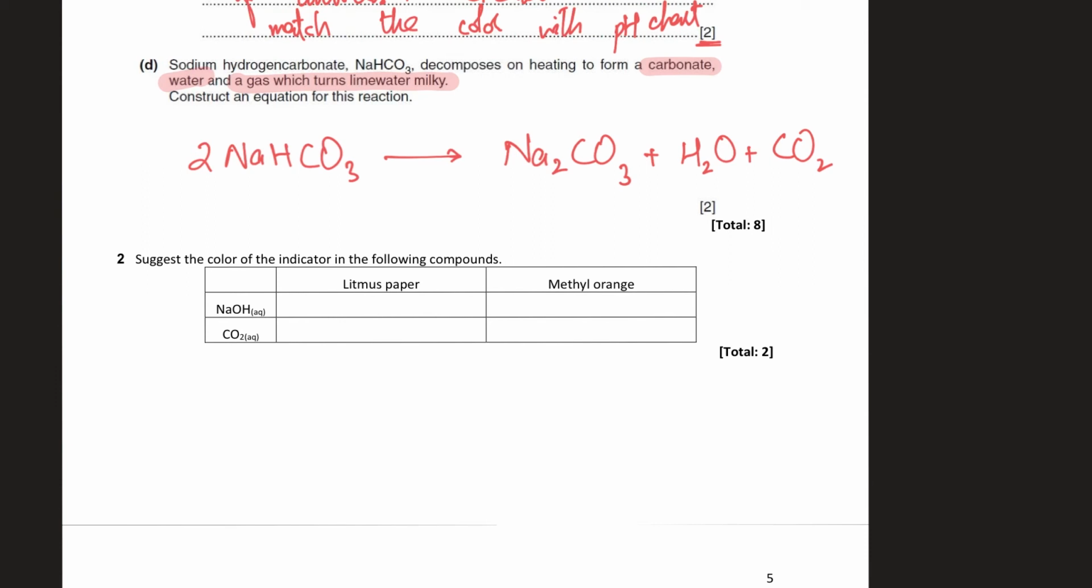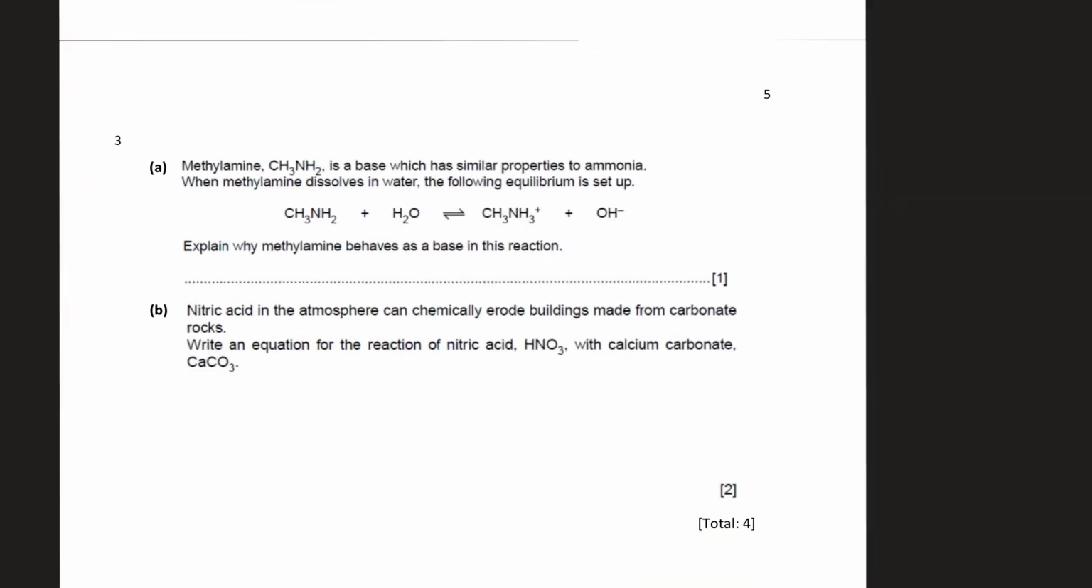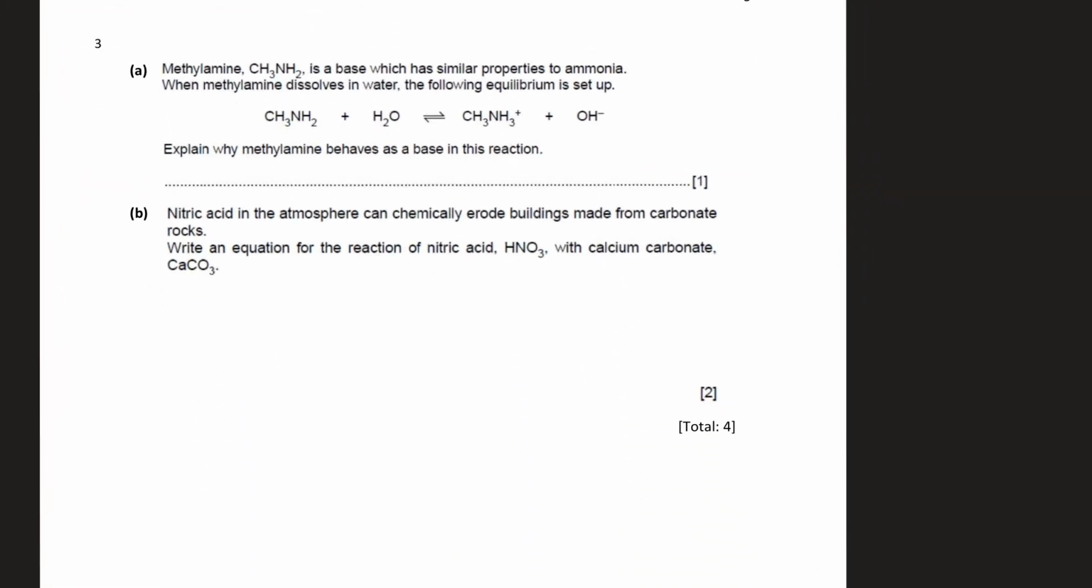Suggest the color of the indicator in the following compounds. Now in litmus, sodium hydroxide being a base, it will give us a blue color, and carbon dioxide being an acid, it will give us a red color. The colors of methyl orange are red and yellow, red in acid, so that's going to be here, and yellow in base, so that's going to be here. Now this question is again a repetition, so I'll skip this one.